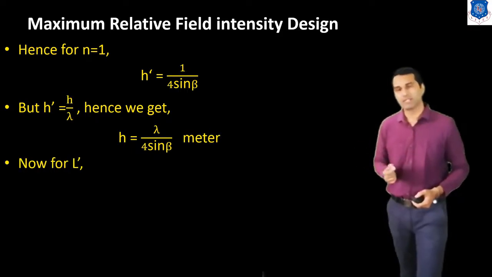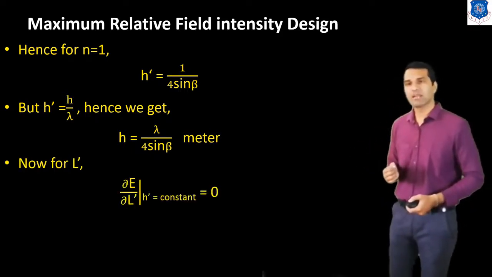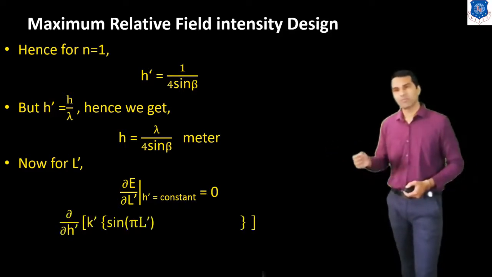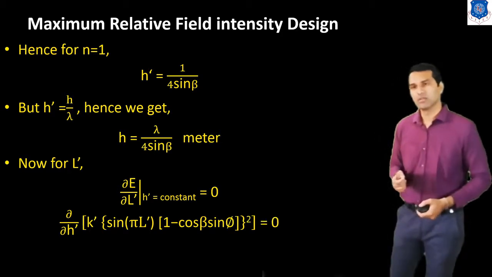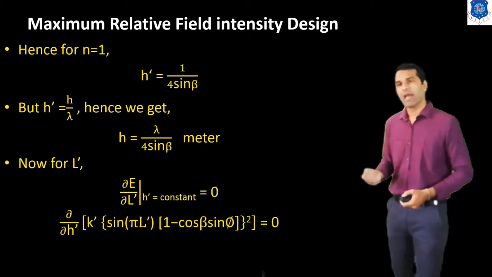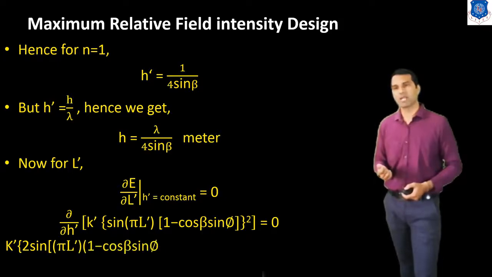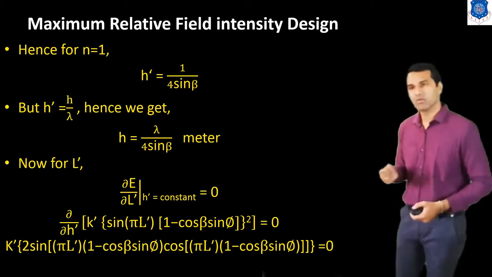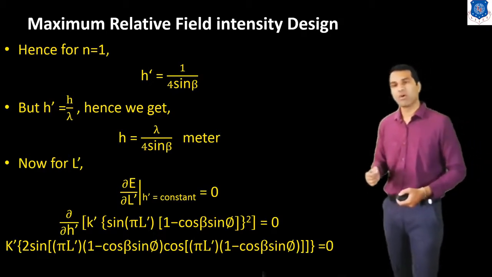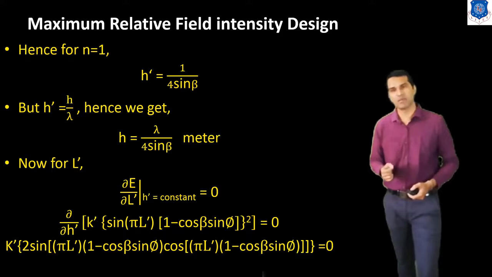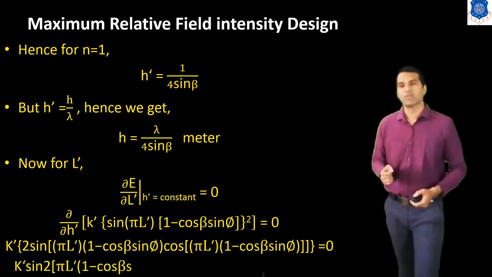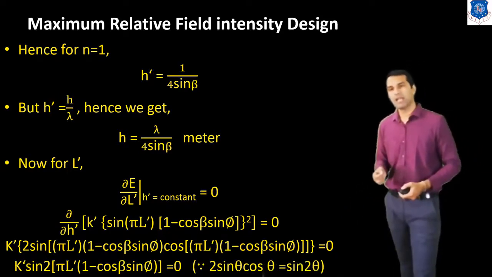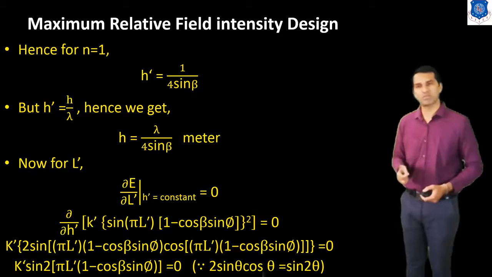Now for L dash, we can calculate by differentiating E with respect to L dash. Here we consider that h dash is constant, so we have this equation E, and we differentiate it. We get k dash 2 sine(pi L dash (1 minus cos beta sine phi)) cos(pi L dash (1 minus cos beta sine phi)) equals 0. When we simplify this equation, we can write k dash sine(2 pi L dash (1 minus cos beta sine phi)) equals 0.